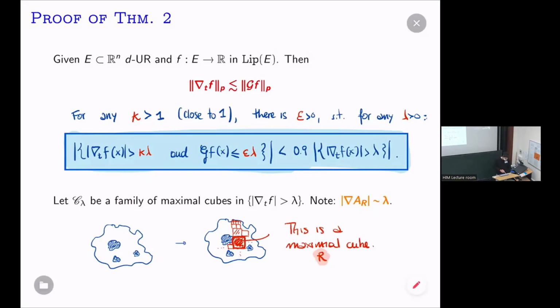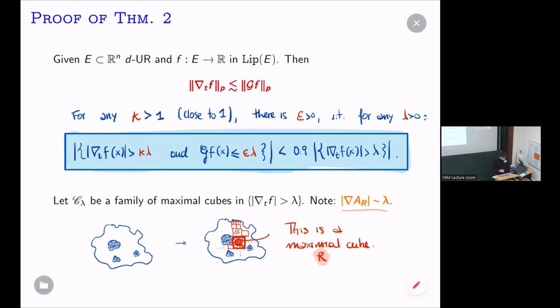So we take this set, where the tangential gradient is large with respect to lambda, and we split it up into maximal cubes. So if this is the set where this happens, then we construct all these maximal cubes, which I draw very neatly. Suppose now that one of these is one of our maximal cubes R. Then because of this maximality and because of the definition, if AR is the best approximating affine function of F at the level of this cube, then the gradient of AR will be roughly lambda. So this will play a role later.